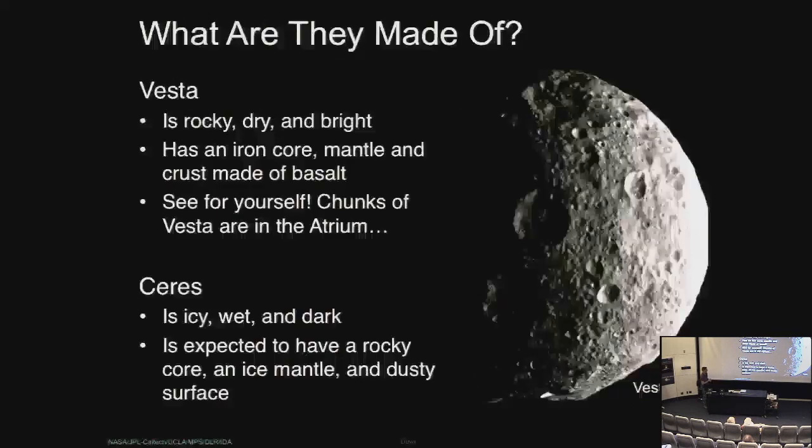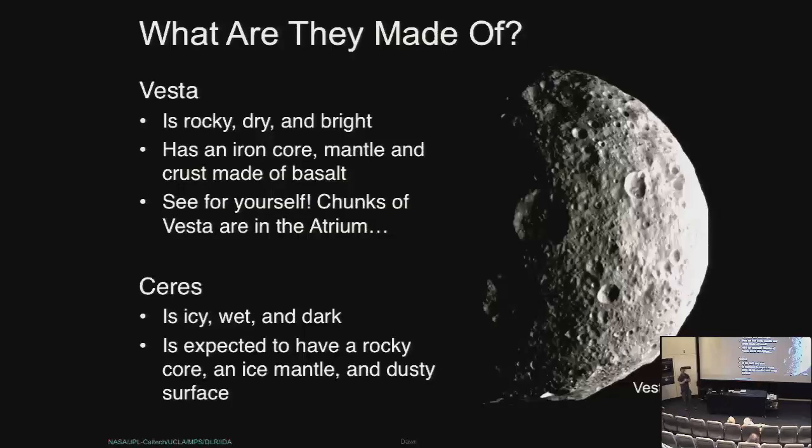Okay, so Vesta, like I mentioned, is on the inner edge of the asteroid belt, so we expect this to be mostly rock and metal, the stuff that goes into making planets like Earth and Mars. The metal goes into making our core, and the rock goes into making the thing that blankets the core, the mantle that we call it. The neat thing about Vesta is, though, you can actually go outside into the atrium and see what Vesta is made of if you want.